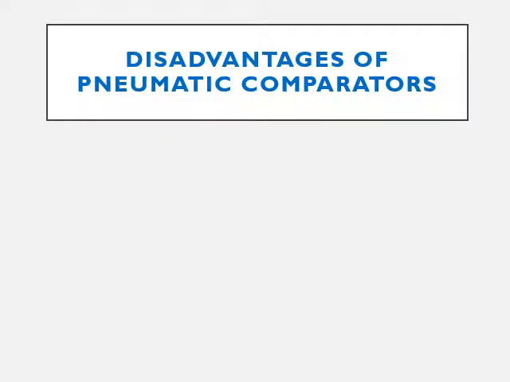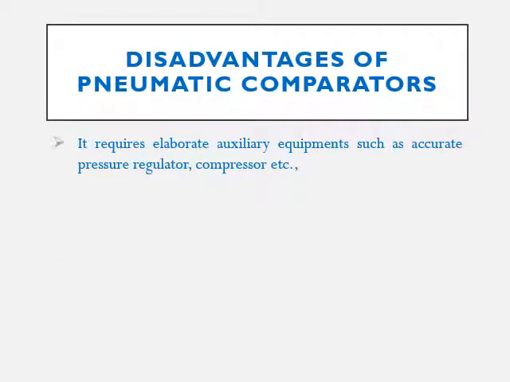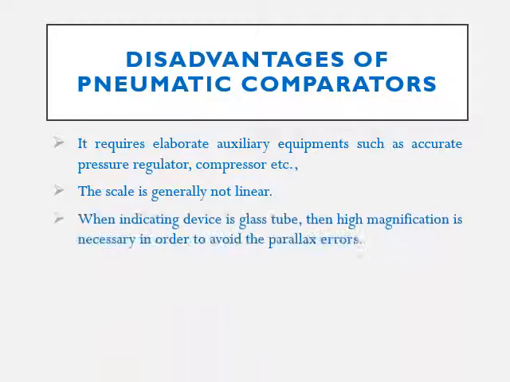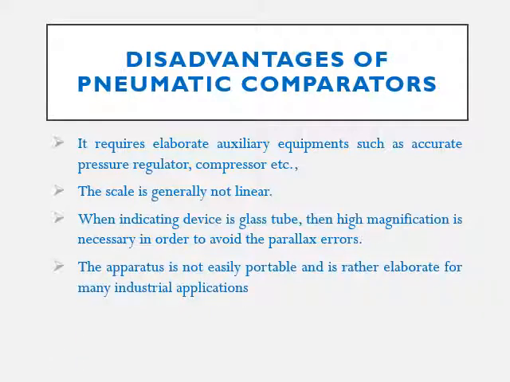As disadvantages, it requires elaborate auxiliary equipment, such as accurate pressure regulators, compressors, etc. So it makes the whole comparator bigger or larger in capacity or size. The scale is generally not linear. When the indicating device is a glass tube, a high magnification is necessary in order to avoid parallax. The apparatus is not easily portable because so many components are involved in it, and especially for industrial applications, it is a rather elaborate and large device.